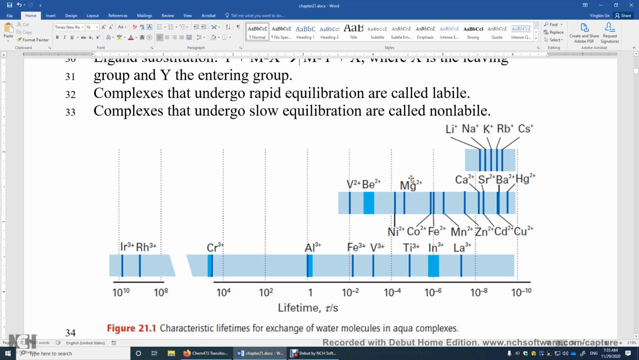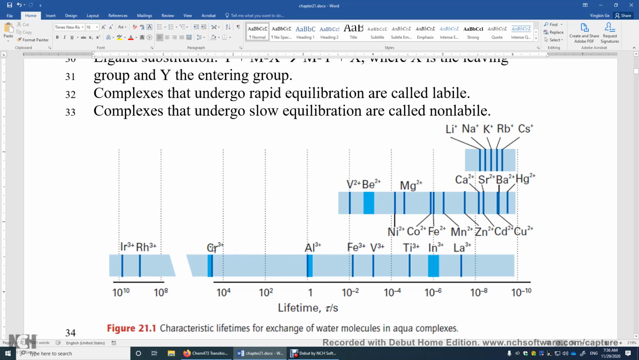And then we'll look at some other ions. Let's jump to chromium 3+. This is really non-labile with a really long lifetime. Over here it's above 10,000 seconds. So chromium 3+ is much less labile than iron 3+. They differ by a factor of 1 million: 10 to the power 4 versus 10 to the power negative 2.